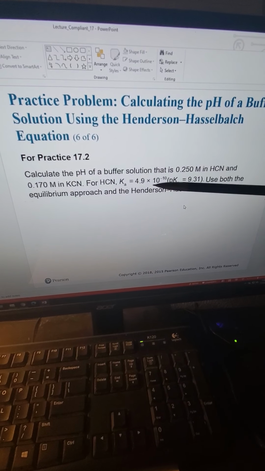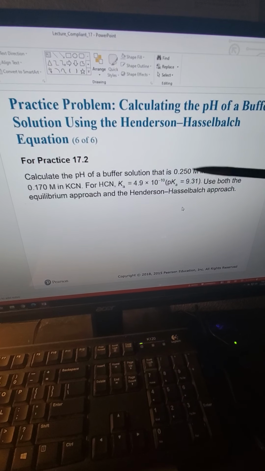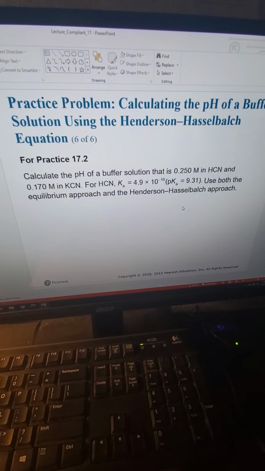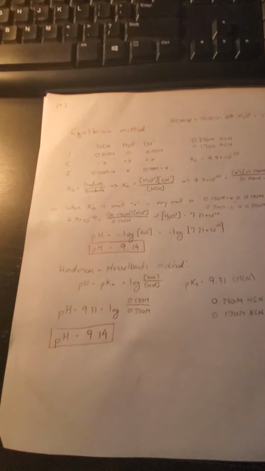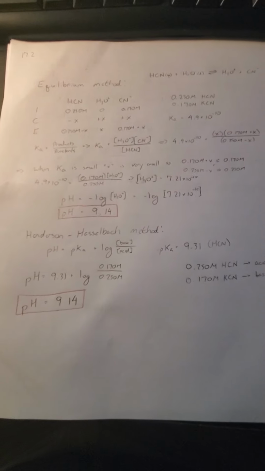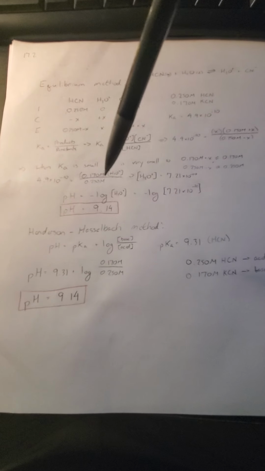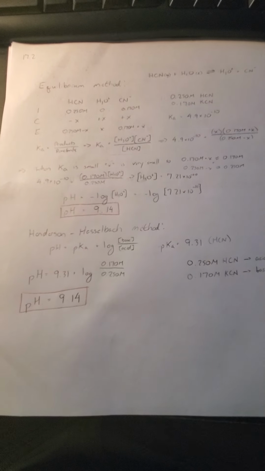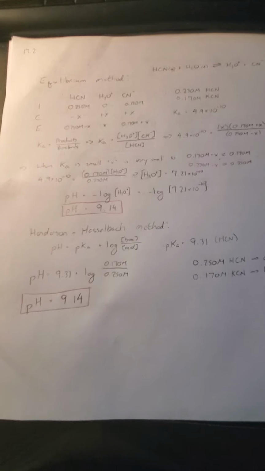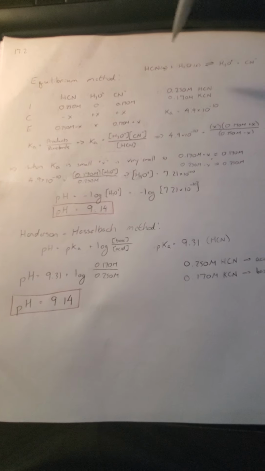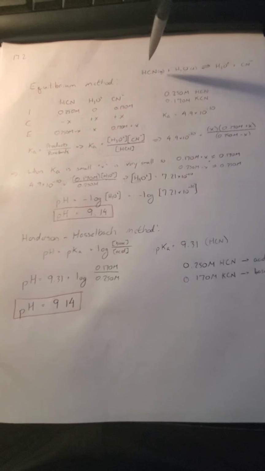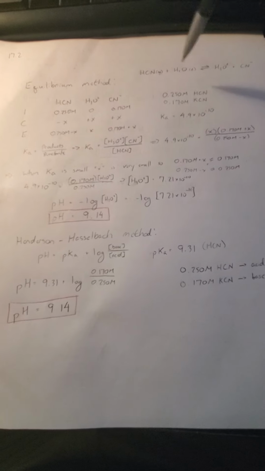Okay, here's our problem 17.2 from the Pearson lecture. We're going to solve this in two different methods, the first being the equilibrium method and the second being the Henderson-Hasselbalch method. We're going to start by writing out an equation for the first one.